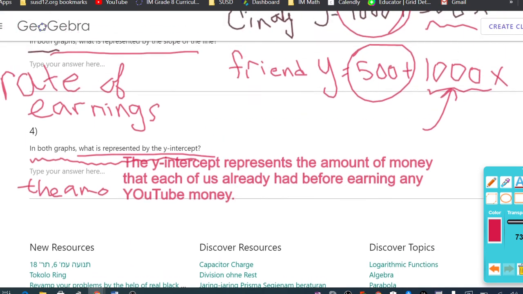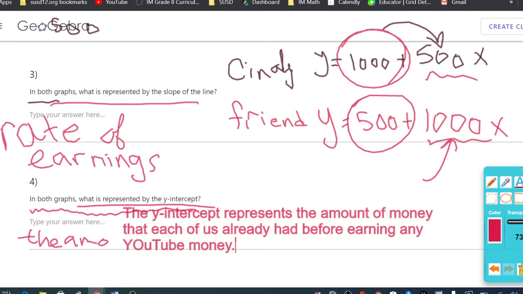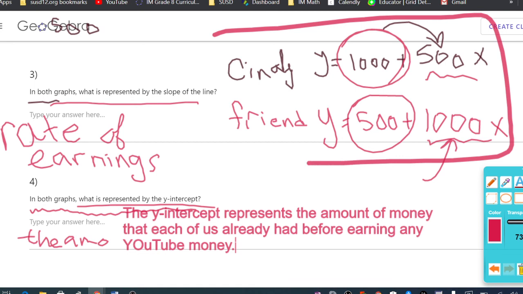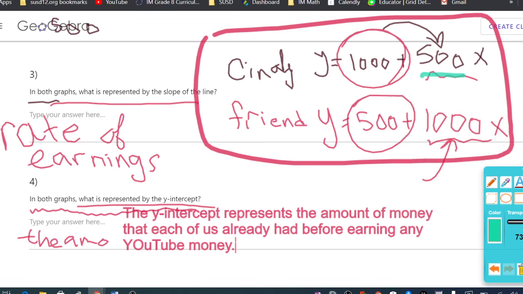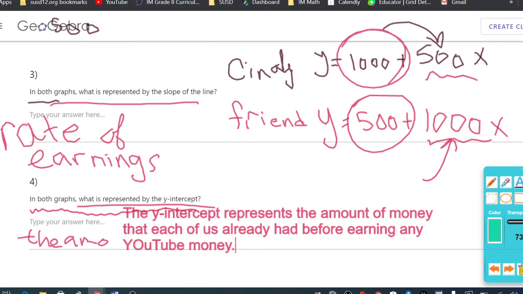Cool, good answer. Look again at these equations that I wrote for myself and my friend. The y-intercept is shown in these equations. For me, I had $500. Oops, not that. I'm sorry, that's my rate. For me, I had $1,000 before earning any YouTube money. Here is my y-intercept. That's often called B. Often we call the y-intercept B.